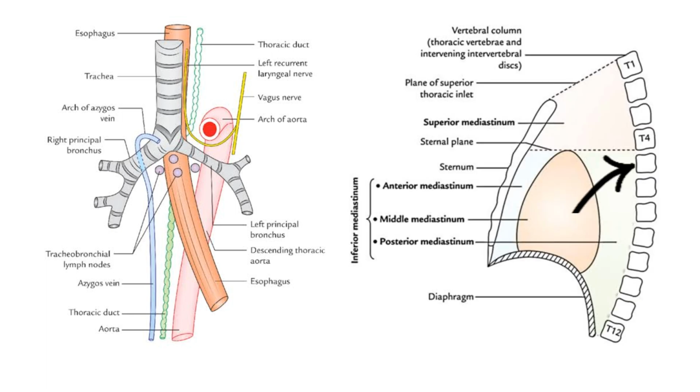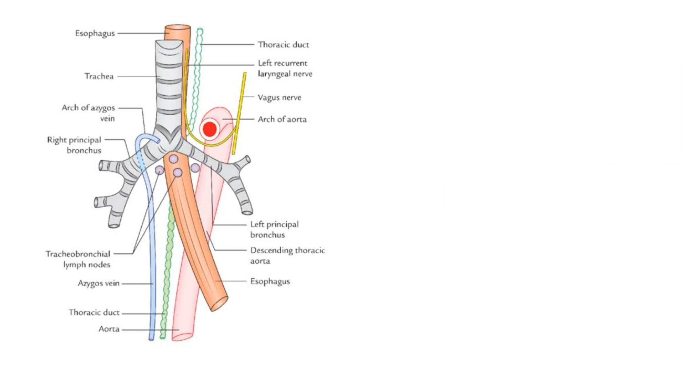Posteriorly, it is bounded by the bodies of the lower 8 thoracic vertebrae and their intervertebral discs. It is bounded superiorly by the sternal plane that separates the superior from the inferior mediastinum, that horizontal line that comes from the sternal angle to the lower border of the 4th thoracic vertebra. It is bounded inferiorly by the diaphragm, as shown in the diagram. It is bounded on each side by the mediastinal pleura. So that is all for the boundaries of the posterior mediastinum. Let's take a look at its content.